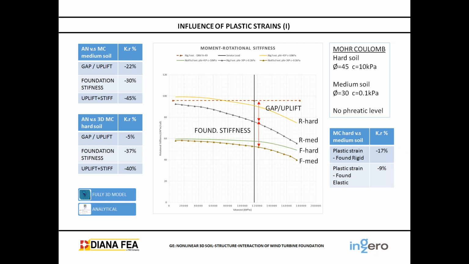We have here the graphs, and the variation is versus the analytical one. We have 22% from the uplift, 30% from the foundation, and a total of 45% decrease of the rotational stiffness. If we compare that, which was with a medium soil, with a hard soil, we have 5%, 37%, and a total of 40%. So we are around a 45 to 40% decrease in our rotational stiffness estimation.